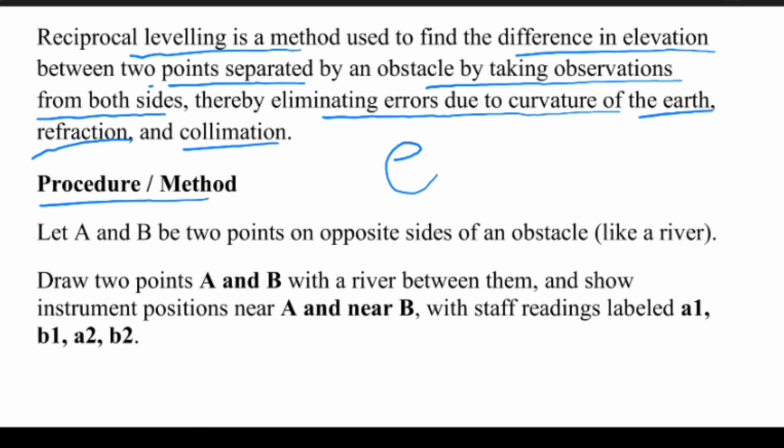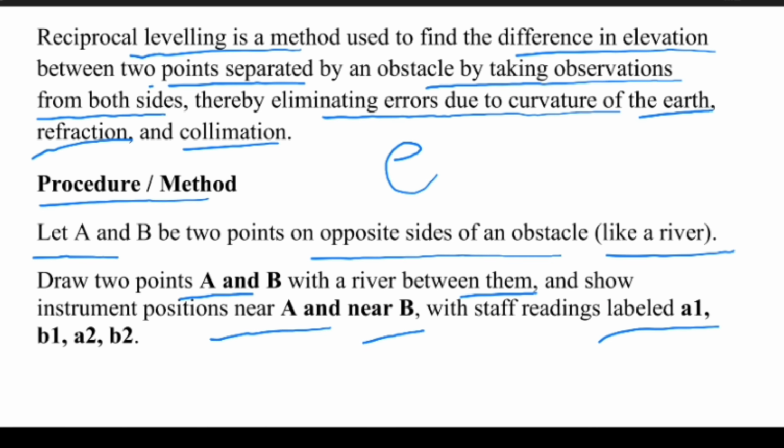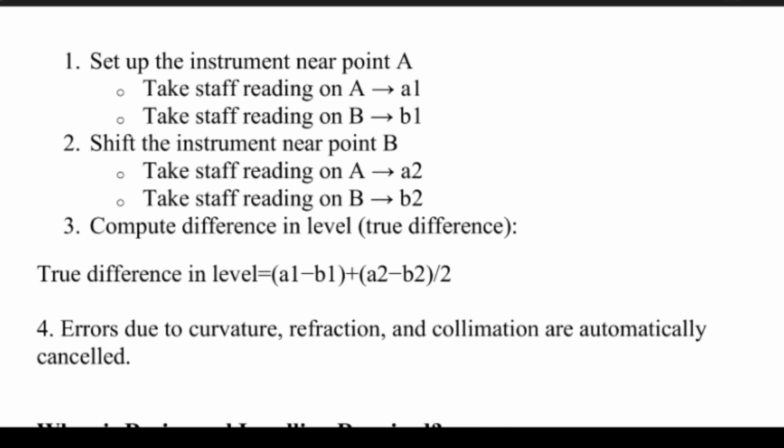So, the procedure and method for reciprocal leveling. Let A and B be two points on opposite sides of the obstacle. I have mentioned a river, so you can draw a point A, a point B, with a river between them. The instrument is at a point A near to B, and the staff readings are A1, B1 and A2, B2. Next, set up the instrument at point A, take a staff reading at A, that is A1, and staff reading at B, that is B1. It is given in the diagram.